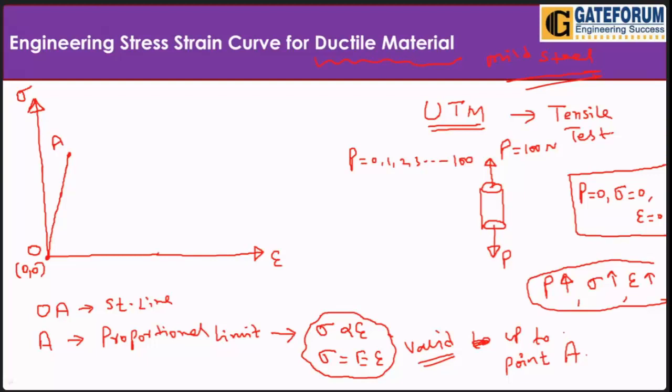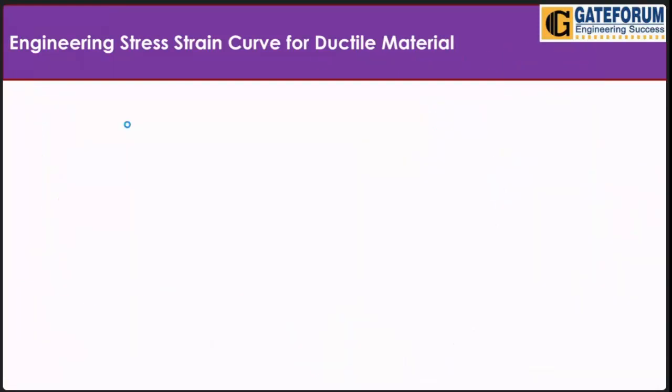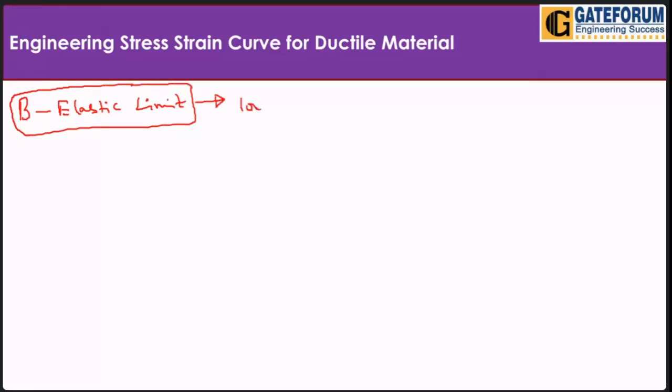Now, as the load increases further, the graph will be like this. Then here we have point B, which is known as the elastic limit. I am writing here that point B is known as the elastic limit. So what is the meaning of elastic limit? Very simple. Elastic limit means the last point up to where the material can regain 100% after unloading. 100% recovery up to this point.